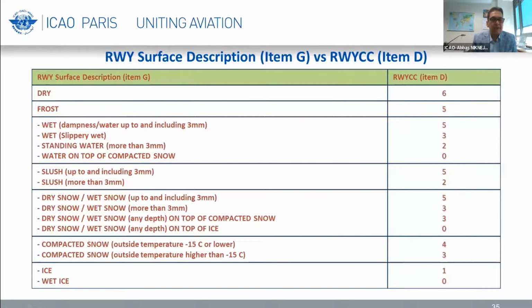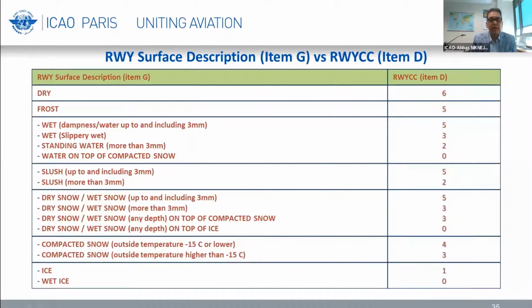If this exists of any depth on top of ice, then it would be 0. Again, you can see we could have snow in the airport with runway condition code 5, which is not bad, or we can have snow in the airport with runway condition code 0. Then compacted snow, depending on outside temperature, will get a value for runway condition code 4 or 3.